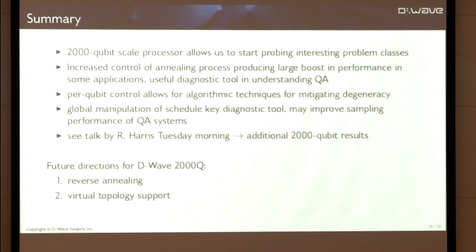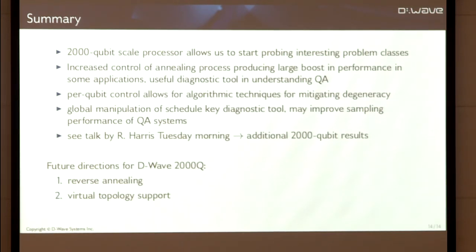In particular, with the per-qubit control, you can start linking up with some algorithmic mitigation techniques, some actual feedback algorithms, and we've already seen for these test instances a big boost in performance when we do this. The global manipulation of the anneal schedule is also a key diagnostic tool, and it could really improve the sampling performance of quantum annealing systems and link up with hybrid sampling algorithms and machine learning very effectively.